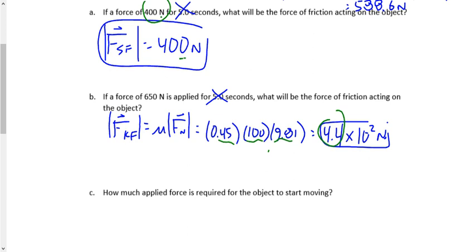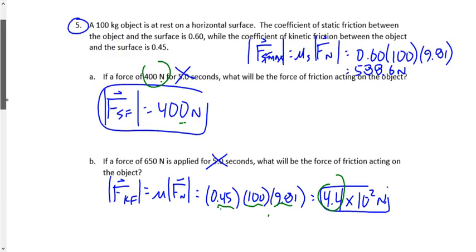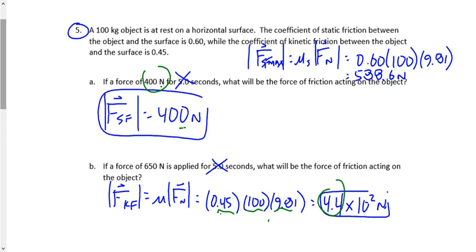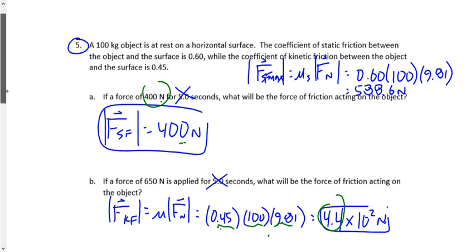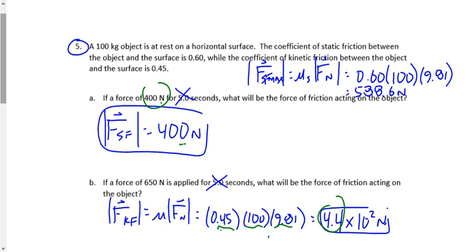Question C says, how much force is required for the object to start moving? How hard do I need to push to get it moving? No, but I used the 0.45, right? For the coefficient. Does that make sense? Yeah, that leading zero doesn't count there, right? No, I didn't use it for A. I calculated F_S max and got 588.6, but I didn't use that number, right? And my answer just depends upon that one 3-digit number.